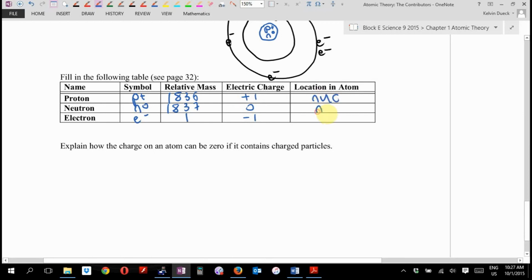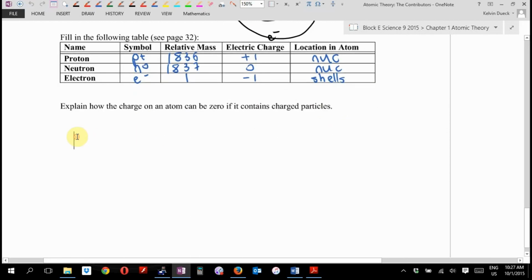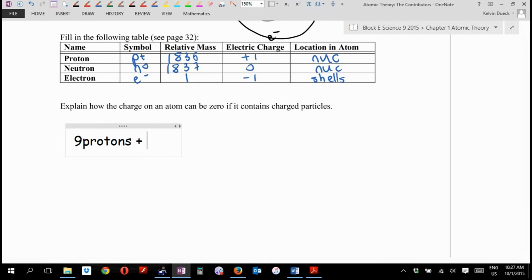Nuke, shells. How can the charge on an atom be 0 if it contains charged particles? Well, 9 protons plus 9 electrons equals, what's 9 positives plus 9 negatives? 0. Or if you really want to go further on the periodic table, what's 87 positives plus 87 negatives? Still 0. Most atoms in their normal, neutral state have a charge of 0.